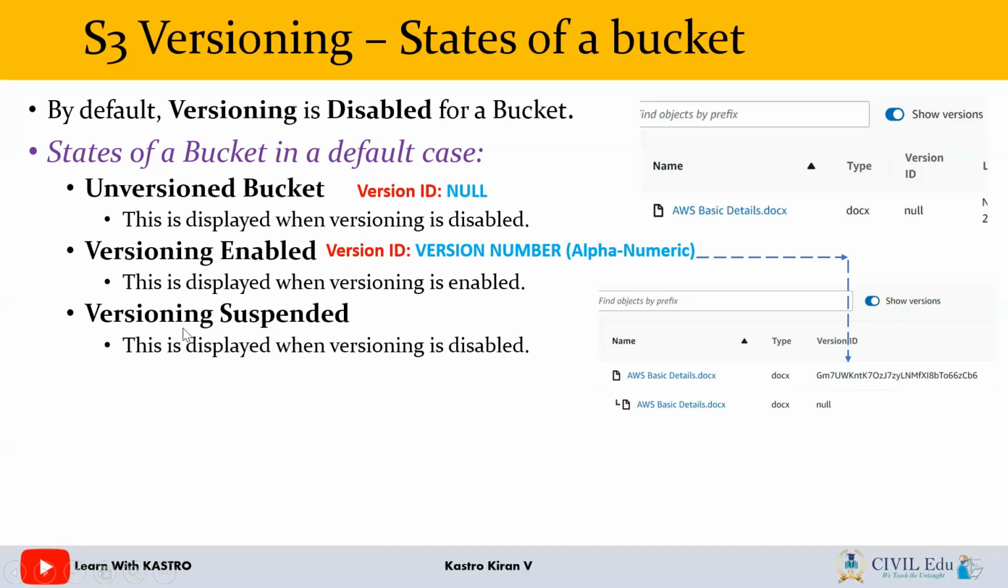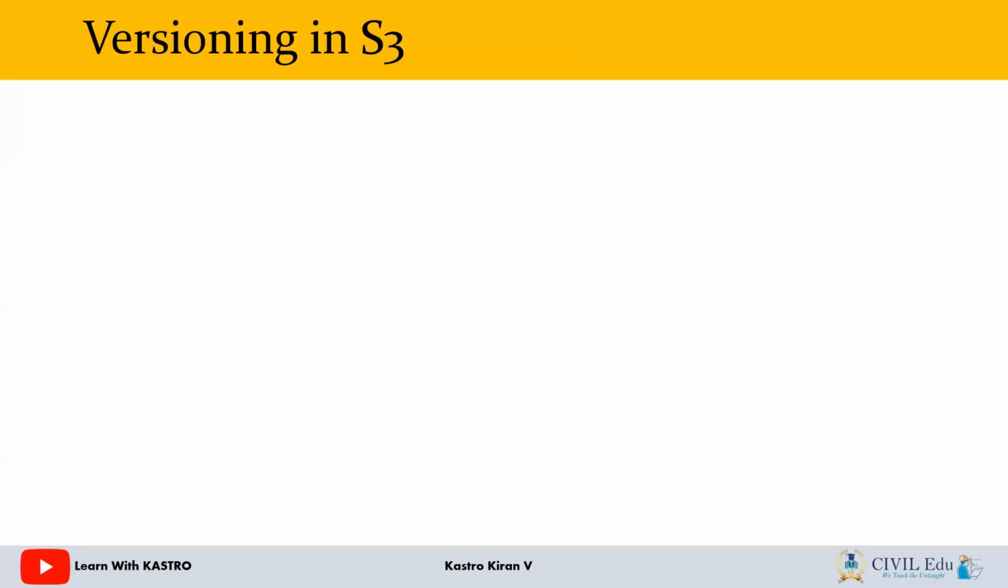And the last one is versioning suspended. This is displayed when we disable versioning for a bucket. So these are the three different states that are available in an S3 bucket. Now let's see the versioning concept in the S3 service, especially by going into the AWS console.